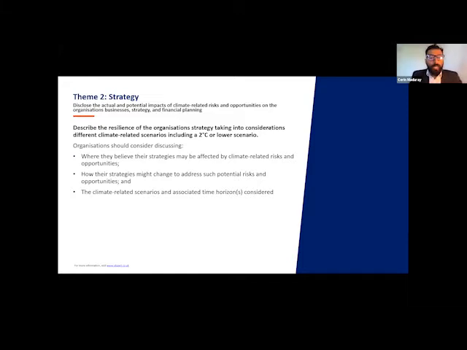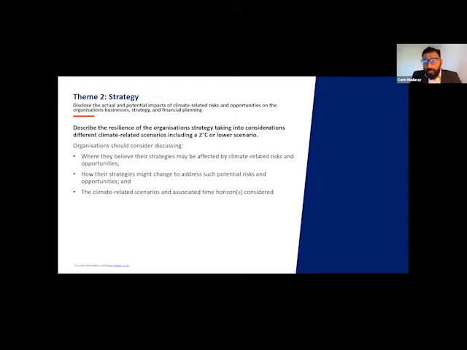So the TCFD recommends that companies look at the resilience of the organization's strategy, taking into consideration different climate-related scenarios, including a 2-degree or lower scenario. And at WWF, we would also encourage people to look at targeting a 1.5-degree scenario, but the world is on track for what could be 3 to 4-degree scenarios.